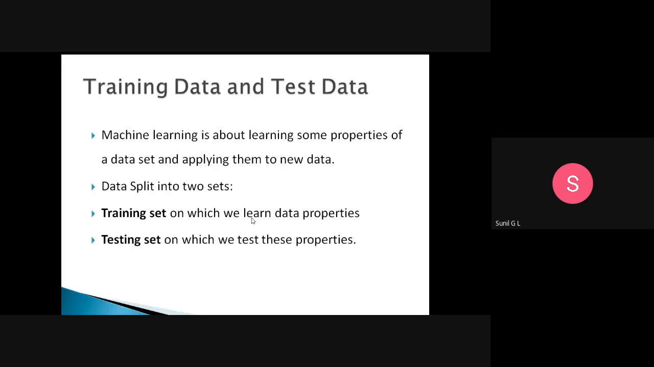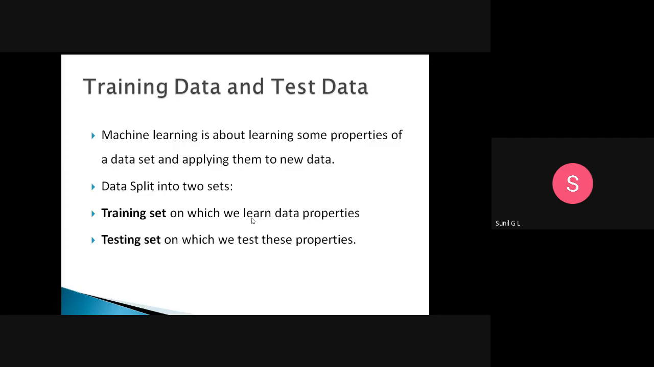So I am telling that machine learning is nothing but my system learning from the data, from the past. When you have machine learning, we have two things: one is training data, another one is test data.